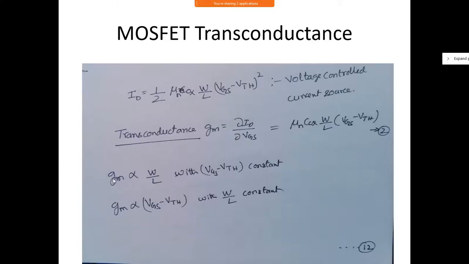What I mean here is GM depends on W by L. W by L never depends on GM. Correct. Okay, sir. So how do you change VGS in the practical sense? By changing R1 and R2, the biasing resistors, or by changing the battery voltage: 0.8, 0.9, 1 volt, 1.2 volts. Correct. Yes, sir. This is how GM is proportional to W by L keeping VGS minus VTH constant, or you can keep W by L constant and make GM proportional to VGS minus VTH.